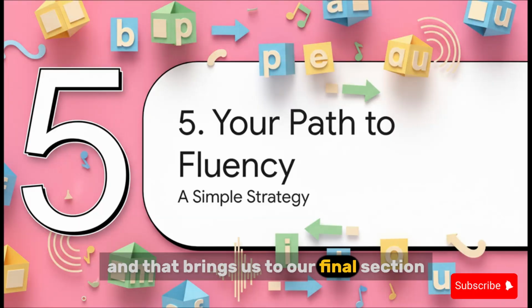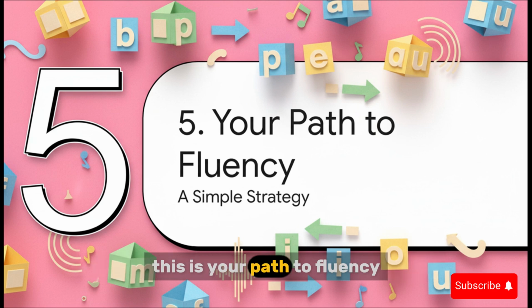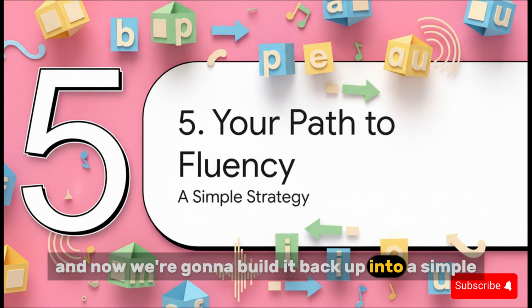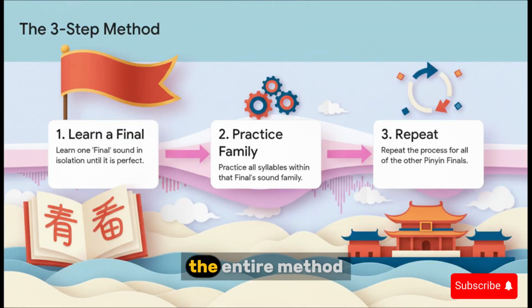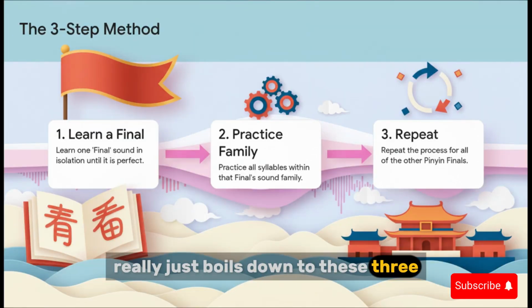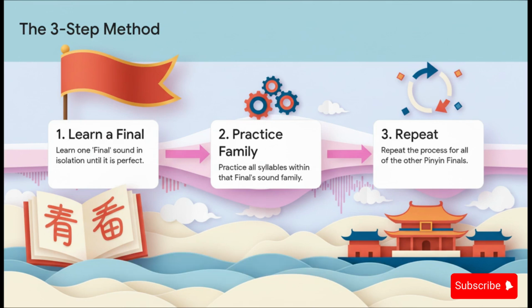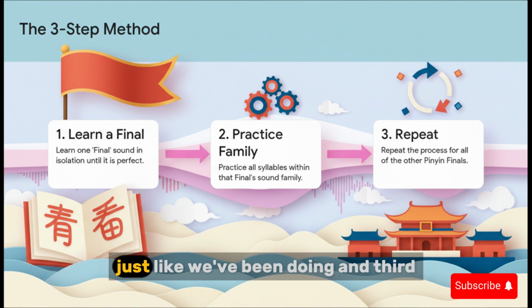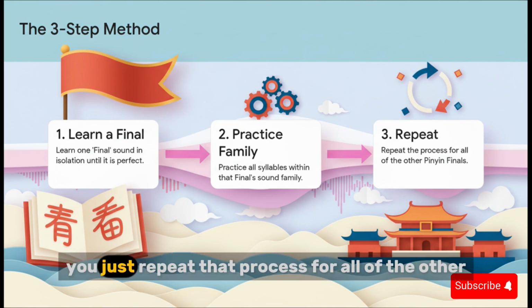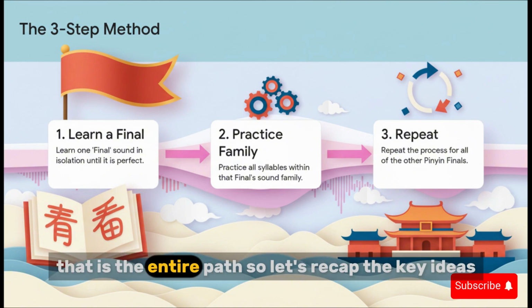And that brings us to our final section, where we put all these pieces together. This is your path to fluency. We've broken the system down, and now we're going to build it back up into a simple, effective strategy for you to master pronunciation. The entire method really just boils down to these 3 easy steps. First, learn one final sound all by itself until you really have it down. Second, practice all the syllables in its sound family, just like we've been doing. And third, you just repeat that process for all of the other finals. That's it. That is the entire path.